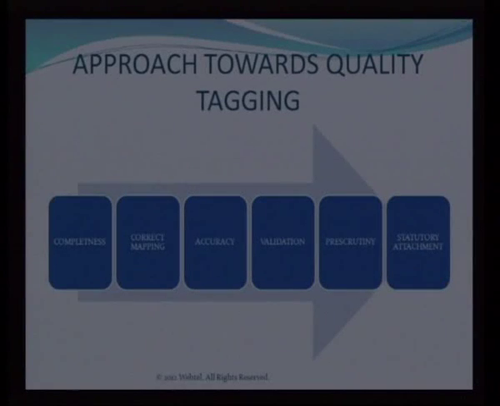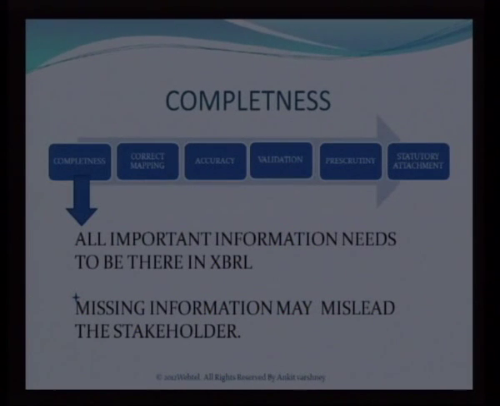In this, we need to see these different aspects: there should be completeness, correct mapping, accuracy, validation, and then we have to do the pre-scrutiny and the statements which have to be attached along with this. As far as completeness is concerned, all the important information needs to be mapped, and if there is missing information, it can mislead the stakeholders.